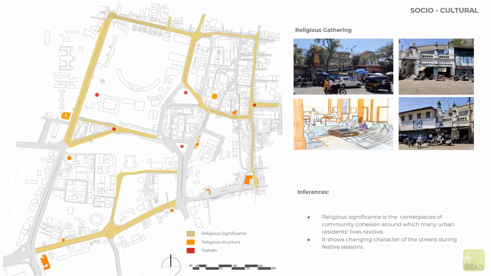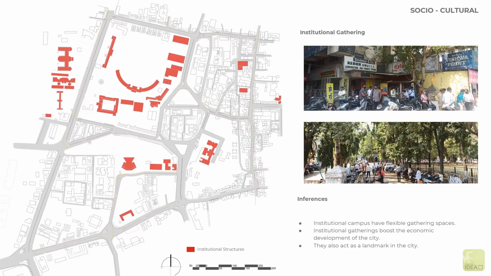Changing character of the streets during the festive season is observed. This needs the creation of a large gathering space in the city. Institution gatherings mostly show medium groups of interactions. It provides flexible gathering spaces. As these gathering spaces are interdependent, they boost the economic development of the city while acting as landmarks.